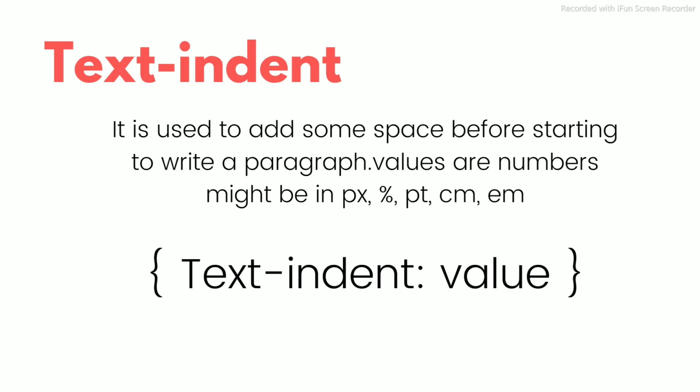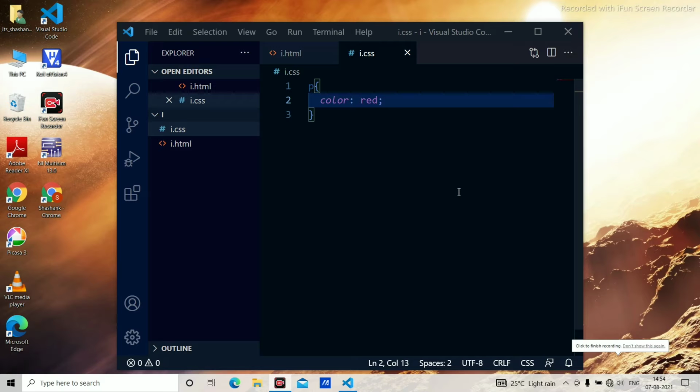Well, we go with a text shadow. Now I am going to discuss text indent. Whenever you are writing a paragraph, there is some space left at the start of the text. That amount of space which is left is termed as text indent. And you can create a lot of text indent here.